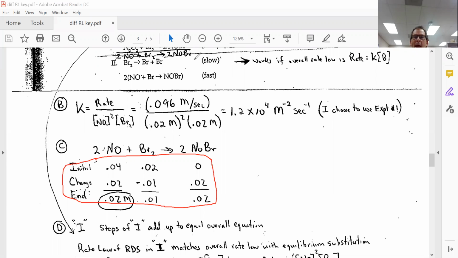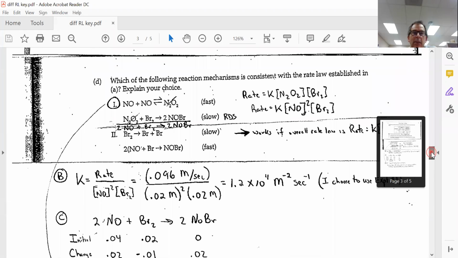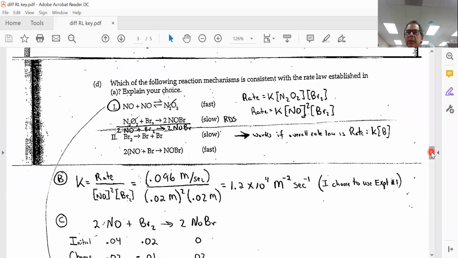Okay, now the last step here is this kind of confusing thing about reaction mechanism. So let's take another look at it. And this one says, which of the following reaction mechanisms is consistent with the rate law established? Explain your choice. Well, one thing that has to happen is that, now I ended up choosing number one, but the first condition I think is actually met by both of them.